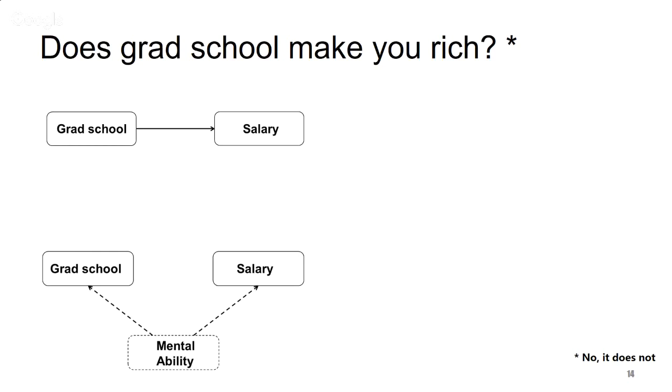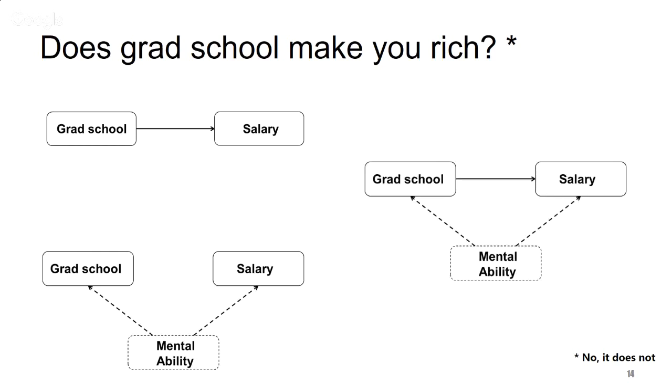But in most cases, it's not that bad or that good. So you have something in the middle where you do have a link between grad school and salary, but then there's also a hidden factor that biases your estimates. Right. So how do you take care of the situation?